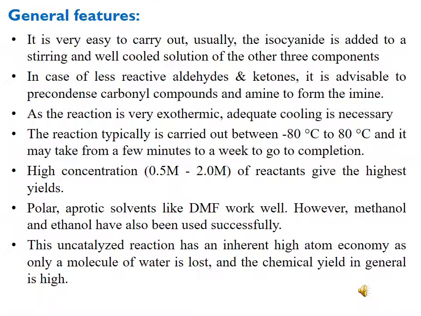Here are some general features of this Ugi reaction. First, it is very easy to carry out. Usually the isocyanide is added to a stirring and well cooled solution of the other three components. That is, as we have discussed in the mechanism also, first amine and aldehydes or ketones are mixed together, then the carboxylic acid is added for protonation, and then isocyanide is added for the formation of the product. So it is an easy and fast reaction.